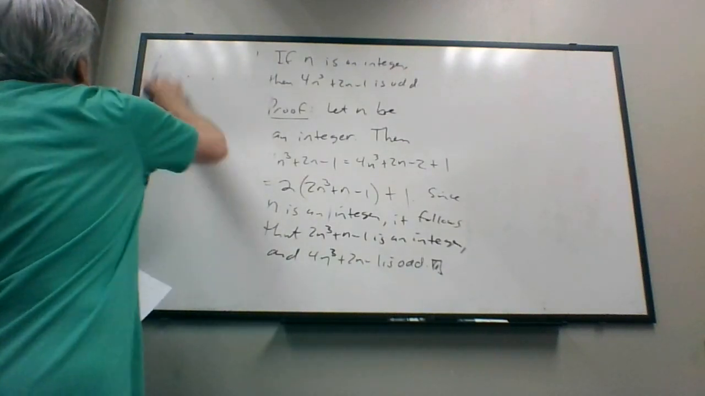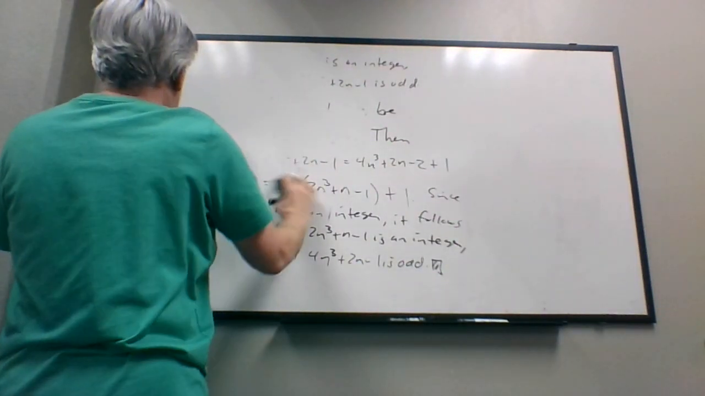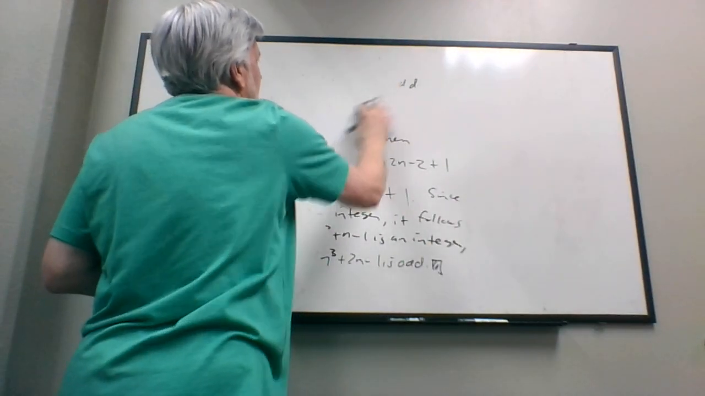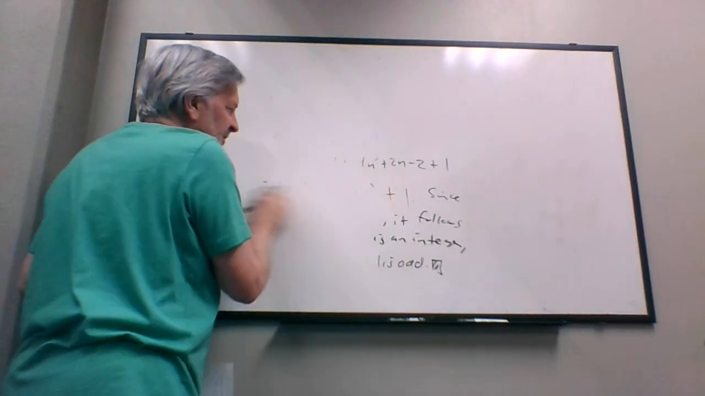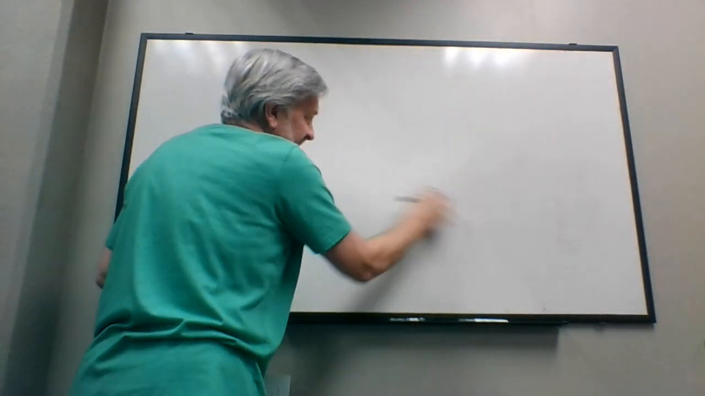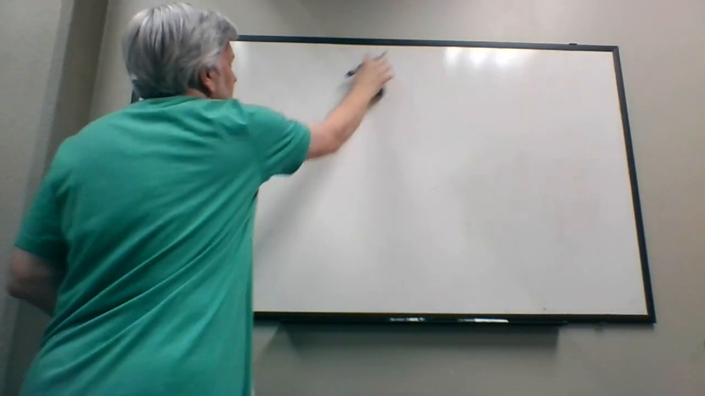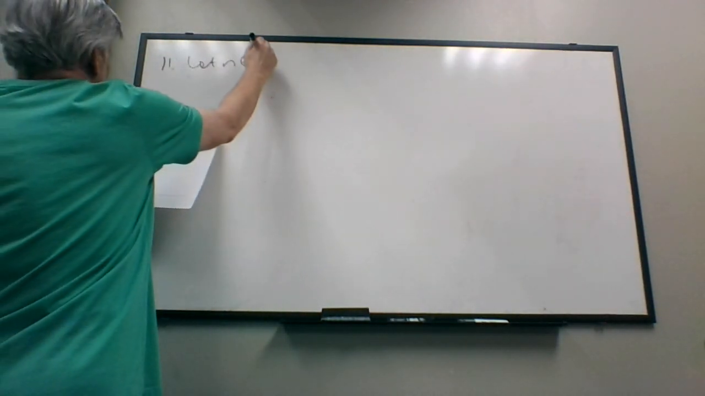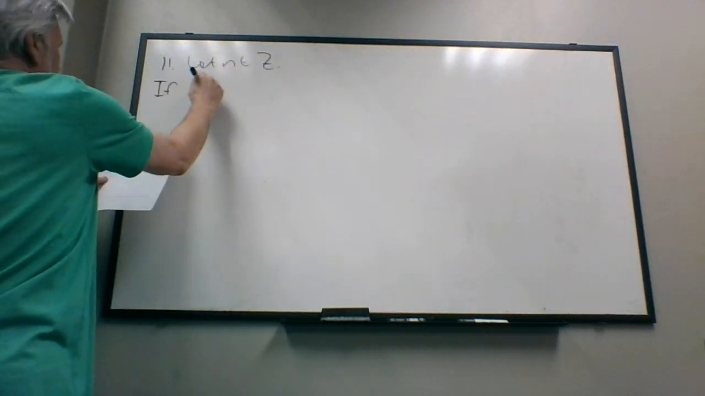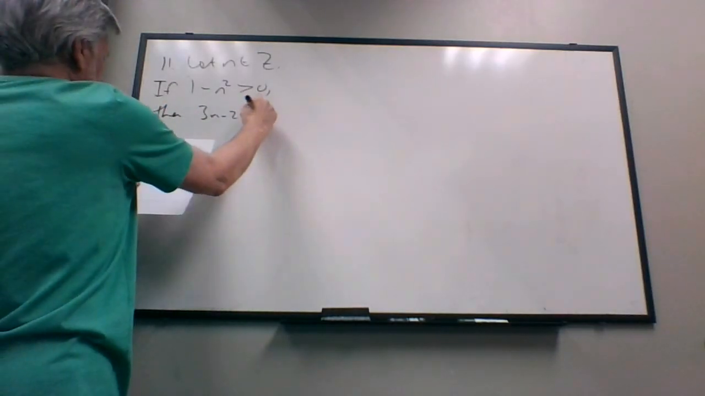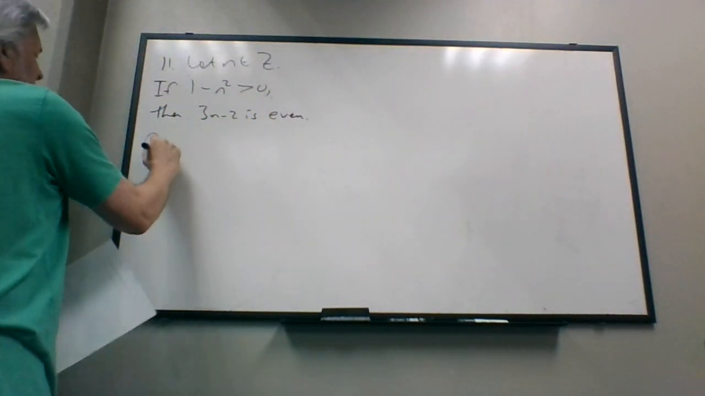Okay, number 11 says, let n be an integer. If 1 minus n squared is greater than 0, then 3n minus 2 is an even integer. Again, we're in the direct proof section, so that's a clue we want to do a direct proof. Now, in an exam, I'm not going to tell you what the method of proof is. So once we go through a few of these methods, hopefully you'll be able to distinguish which one is possibly the best way. Okay, let's do the proof.